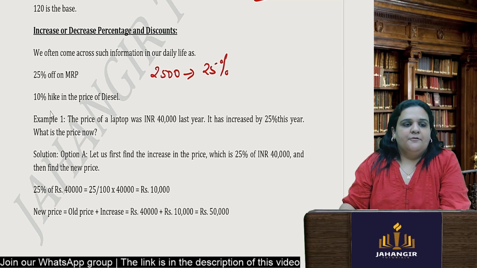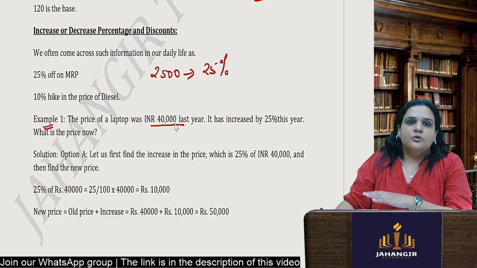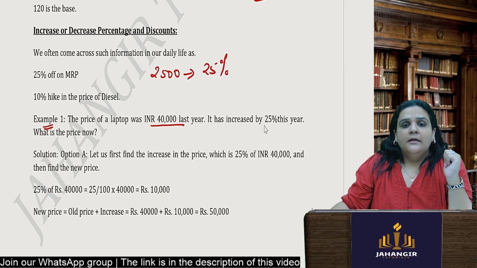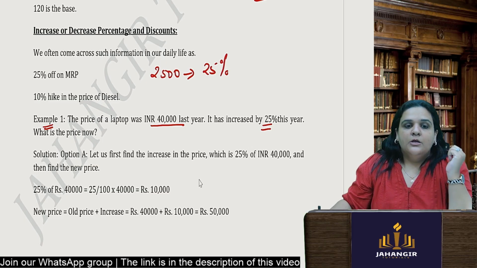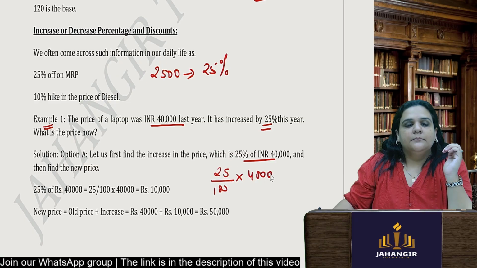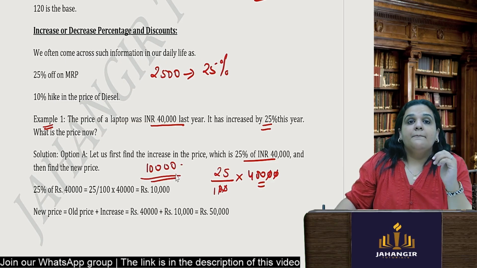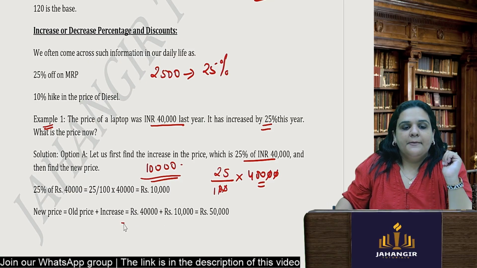Now see this. For example, the price of a laptop was 40,000 rupees last year, and then they have increased the price by 25% this year. So what will be the new price? First I'll have to find 25% of 40,000. That is 25 upon 100 into 40,000. So 25 into 4 is 100, and the balance 2 zeros I'll put here. So by 10,000 the price of this laptop has increased. So the new price will be 40 plus 10.